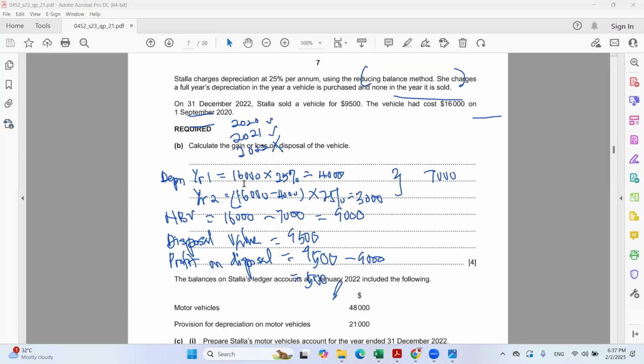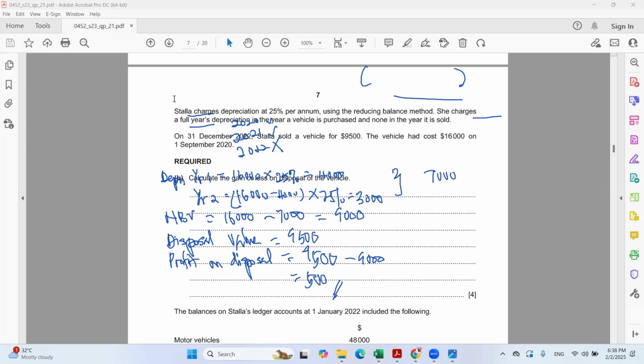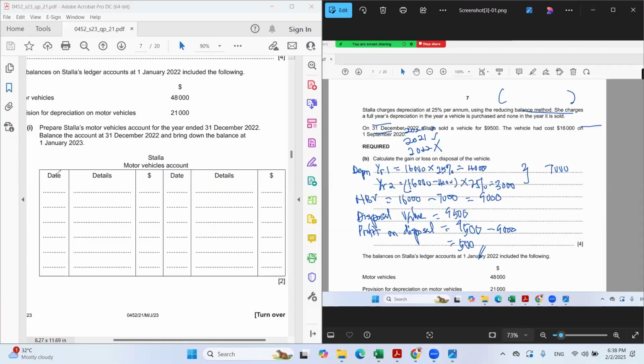This is the information for the disposal. At the beginning of the year, we put in the cost of the asset first: 2022, January 1st, balance brought down, and this is the beginning amount, 48,000. And we have a disposal asset, which is 16,000 the cost, which appears on December 31st, the end of the year. This one is the disposal account, so the amount is 16,000.